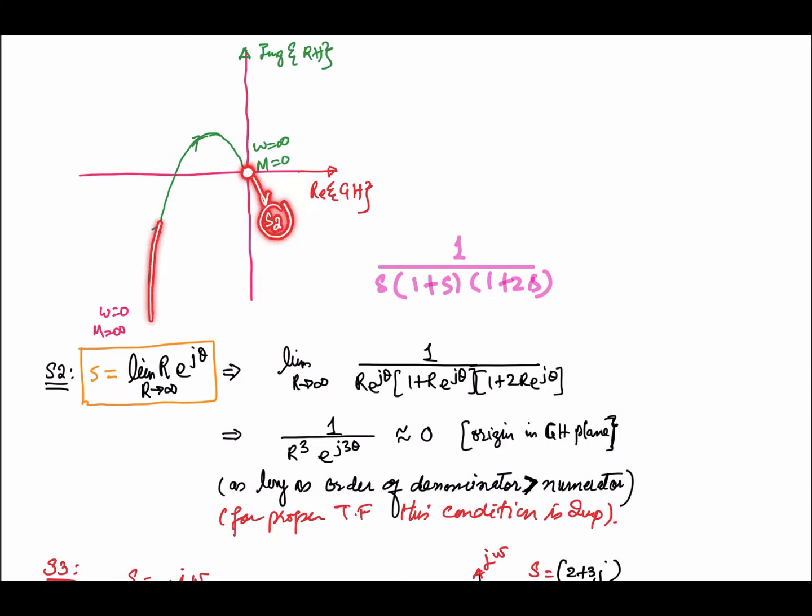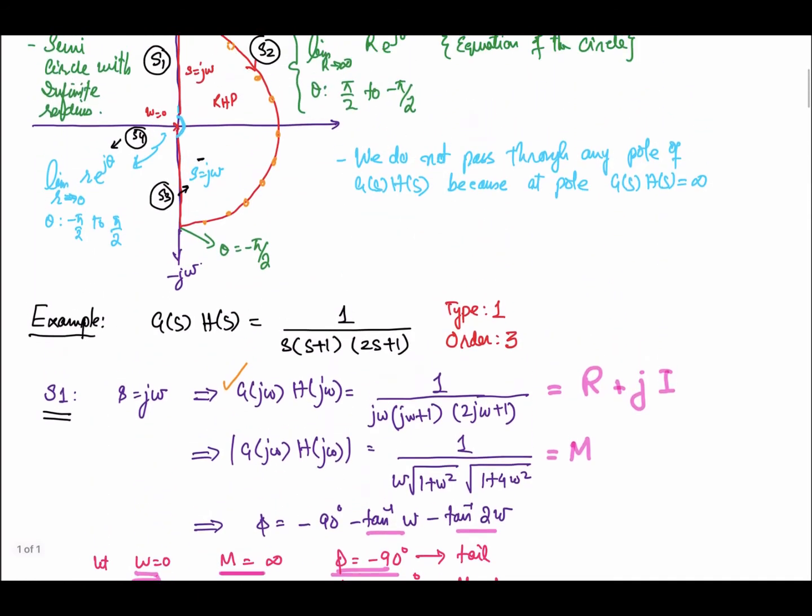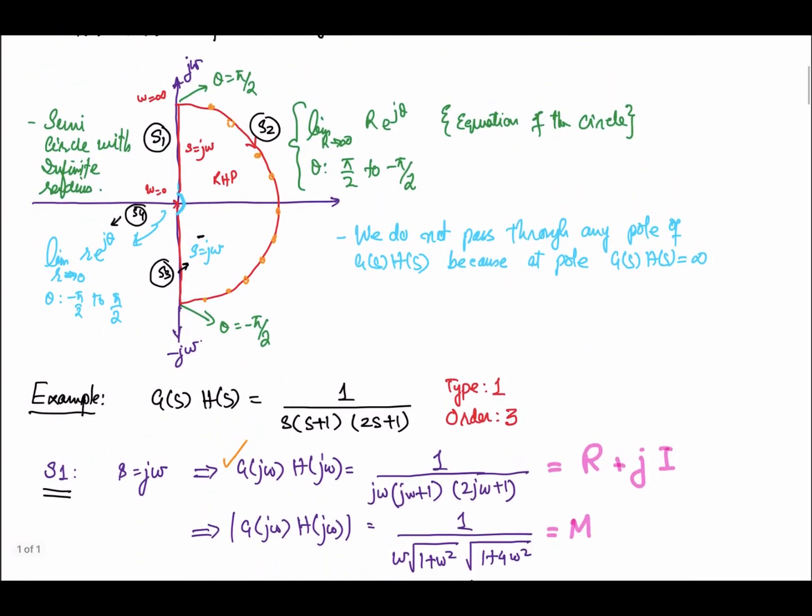For S1, the first section of your contour, you have this representation, and for the second section of your contour, you have just a dot at the origin, right? So let's look at this one. We explored the GH plane for this portion, and then for the semicircle, the representation in the GH plane is simply a dot at the origin, right?